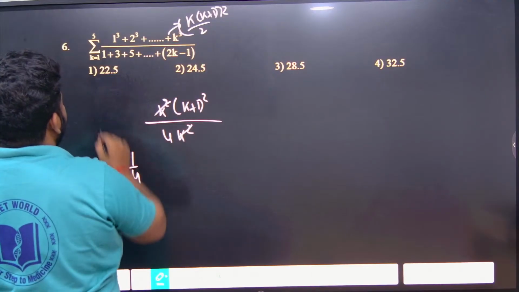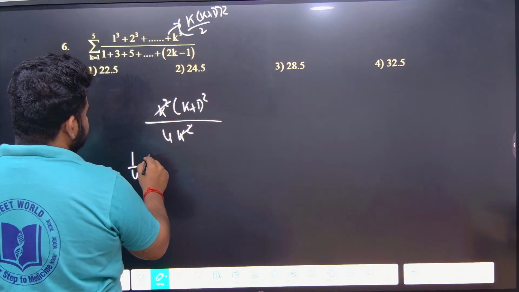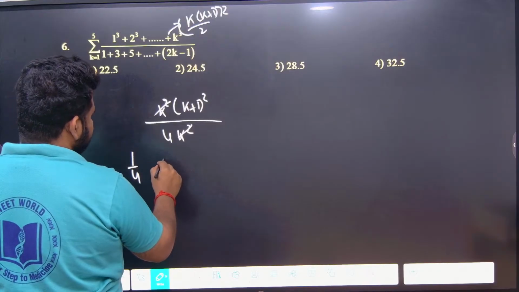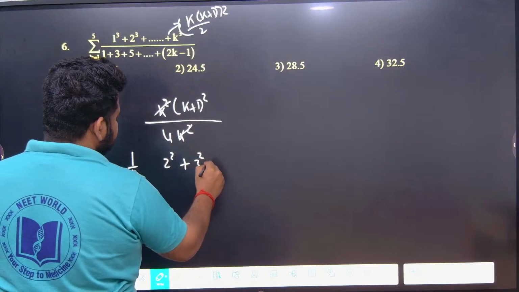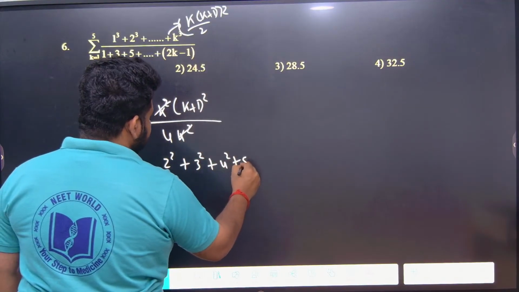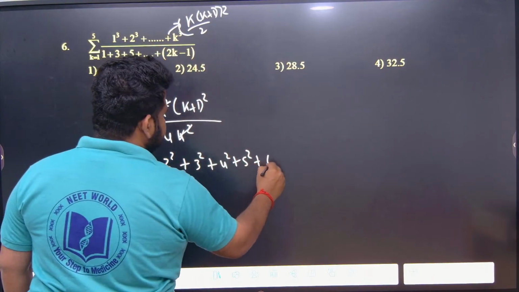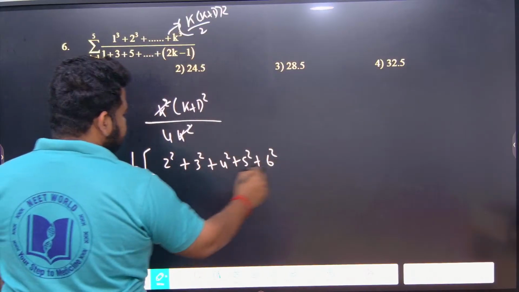So, summation of 1 to 5 they are telling. Summation of 1 to 5 means, I will take it as what? 1 to 5 means this will become what? If I put 1, this will become 2 square. Then if I put 2, this will become 3 square, 4 square, 5 square. If I put 5, this will become 6 square. Okay, this will become 6 square.